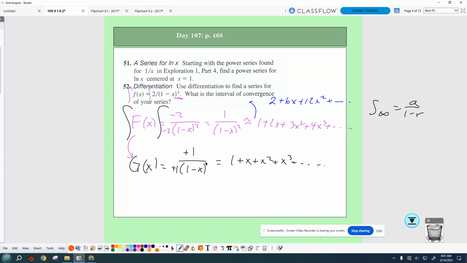And the interval of convergence, it's wherever the first one that fit the pattern, what was its R value? When is that strictly absolute value less than 1? Negative 1 to 1, and it inherits, yeah.